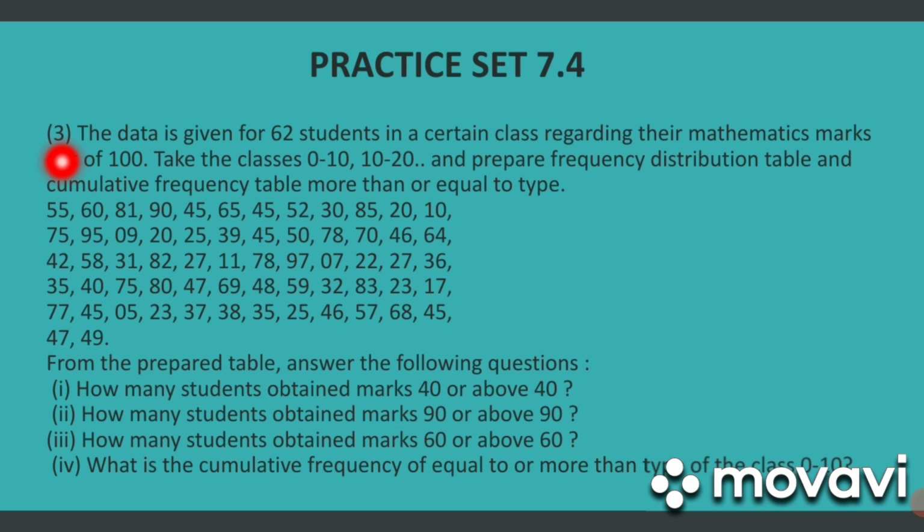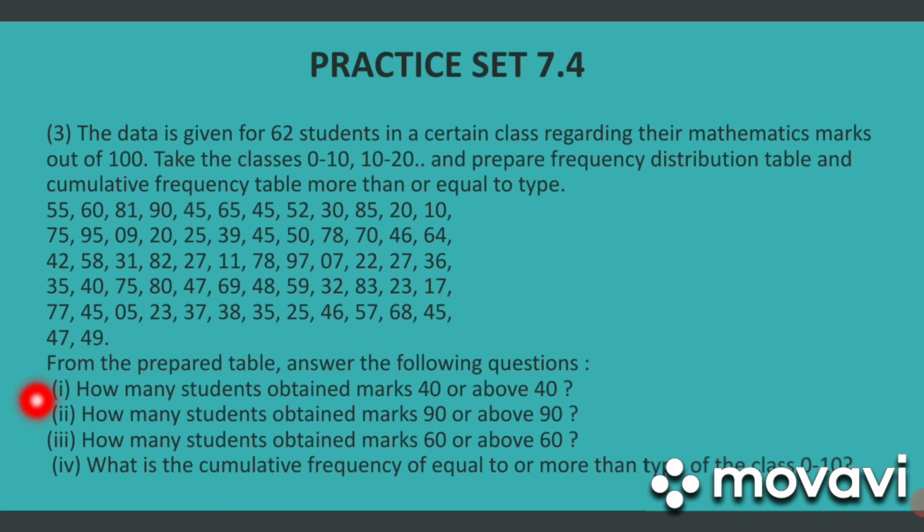Let us solve question number 3. The data is given for 62 students in a certain class regarding their mathematics marks out of 100. Take the classes 0 to 10, 10 to 20, and so on, and prepare frequency distribution table and cumulative frequency table more than or equal to type. From the prepared table, answer the following questions.